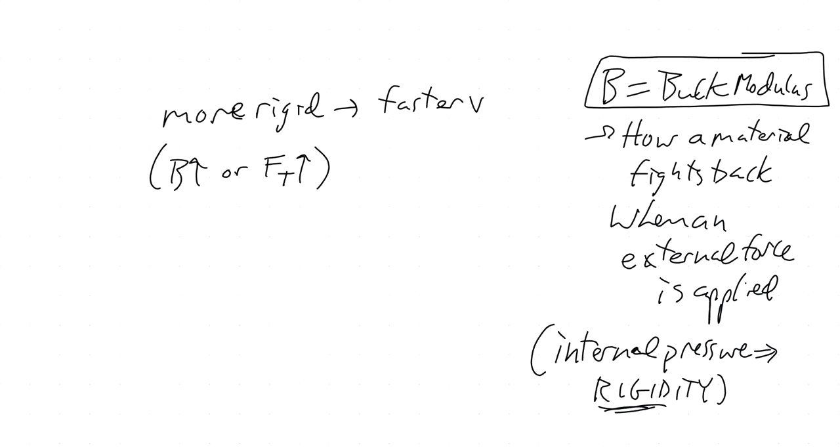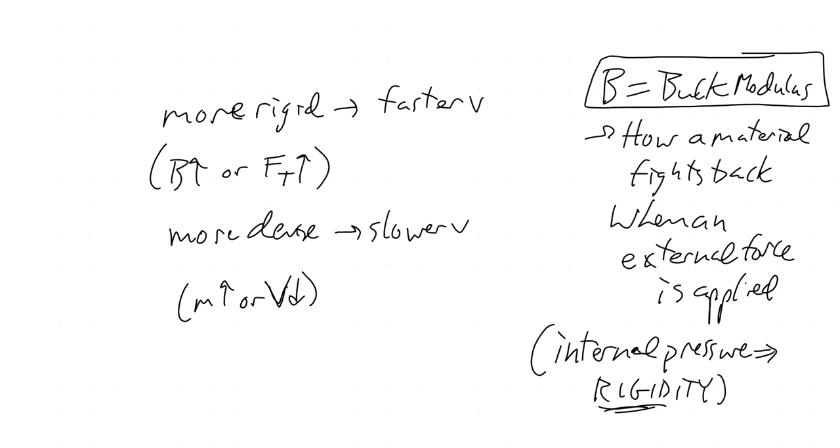And of course, if something is more dense, which means it's heavier, which means the mass goes up, or the volume goes down, just careful, this is volume now, then it is a slower velocity. Velocity, volume, careful. Those are not the same V, right? Lowercase v is velocity, uppercase V is volume. So this is the concept.